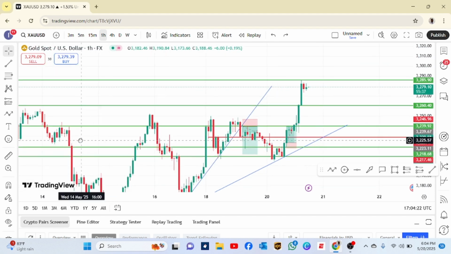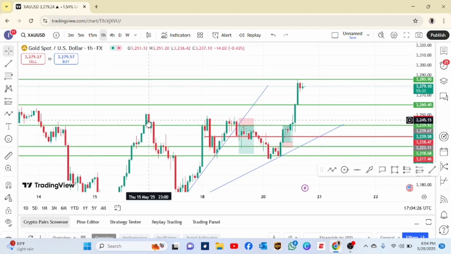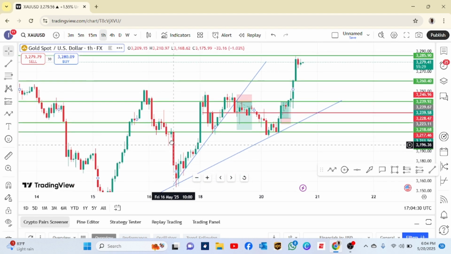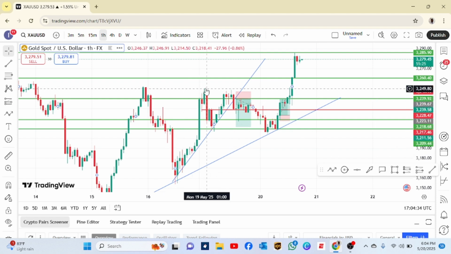So immediately I saw this right here, the market came all the way right here and then pulled back to this area. So immediately the market failed to break above right here, I know that okay, this market wants to give another pullback before heading to the upside.